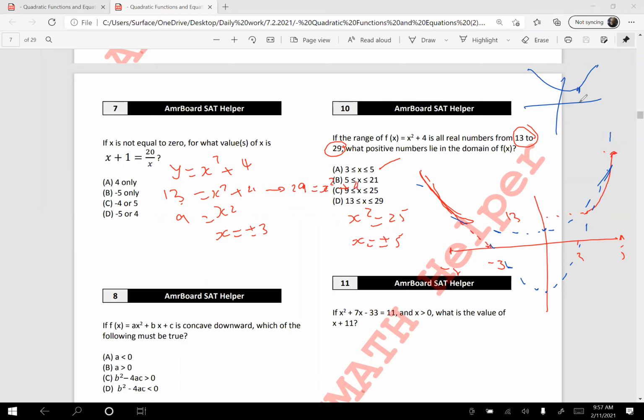So this domain is from 3 to 5, and from negative 5 to negative 3. This part and this part. But we have only one side of the domain, which is positive, and he asked about the positive numbers in the domain, which is x greater than or equal to 3 and less than or equal to 5.